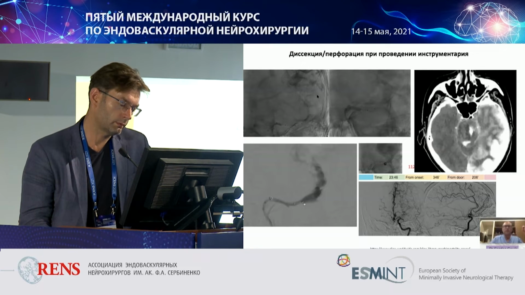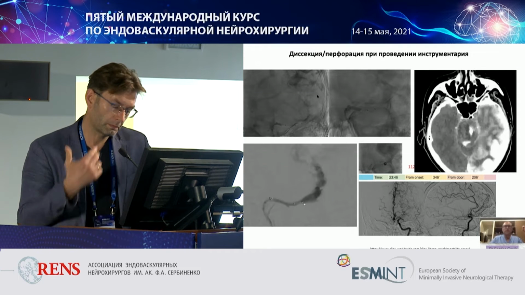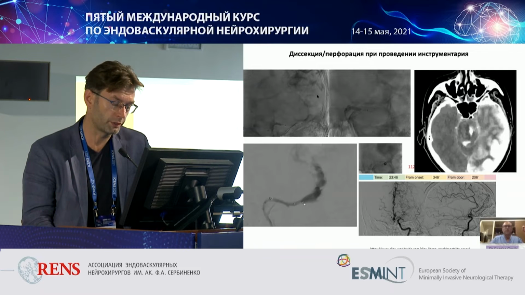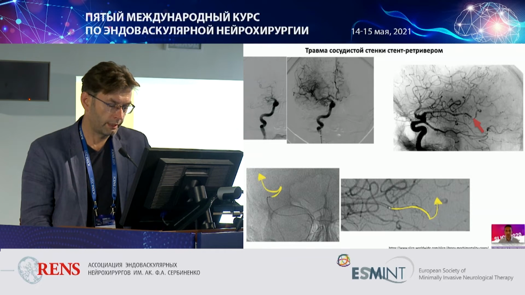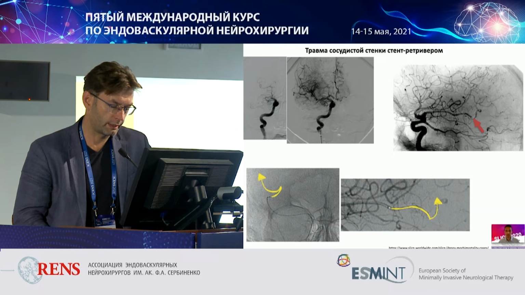And in this case, the operator had nothing to do but to occlude the MCA using the coils, since it was the only way after the perforation. Another complication that is related to dissection and rupture of the distal sections of the MCA.